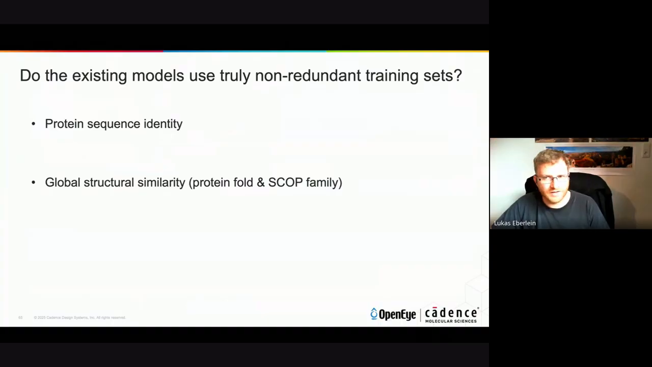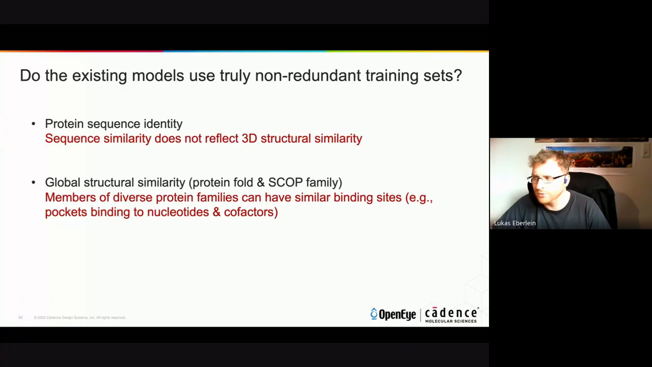The question we have is, do the existing models use truly non-redundant training sets? How they split their data sets was basically based on two criteria. One was the protein sequence identity. The other one was the structural similarity to a given protein family. These have some issues with them, and I'd like to point out why we think that's the case.